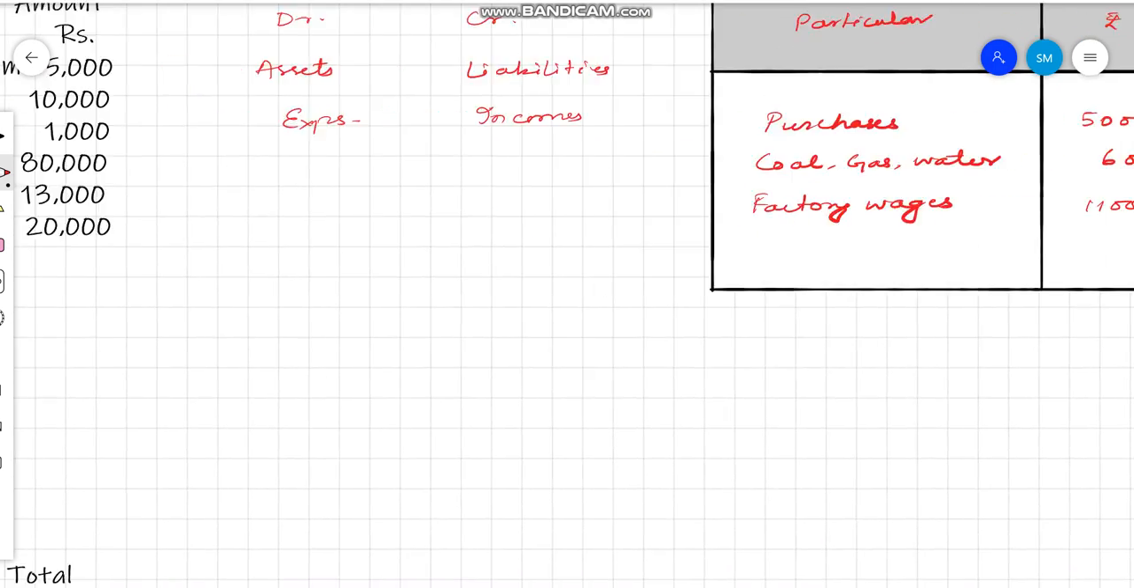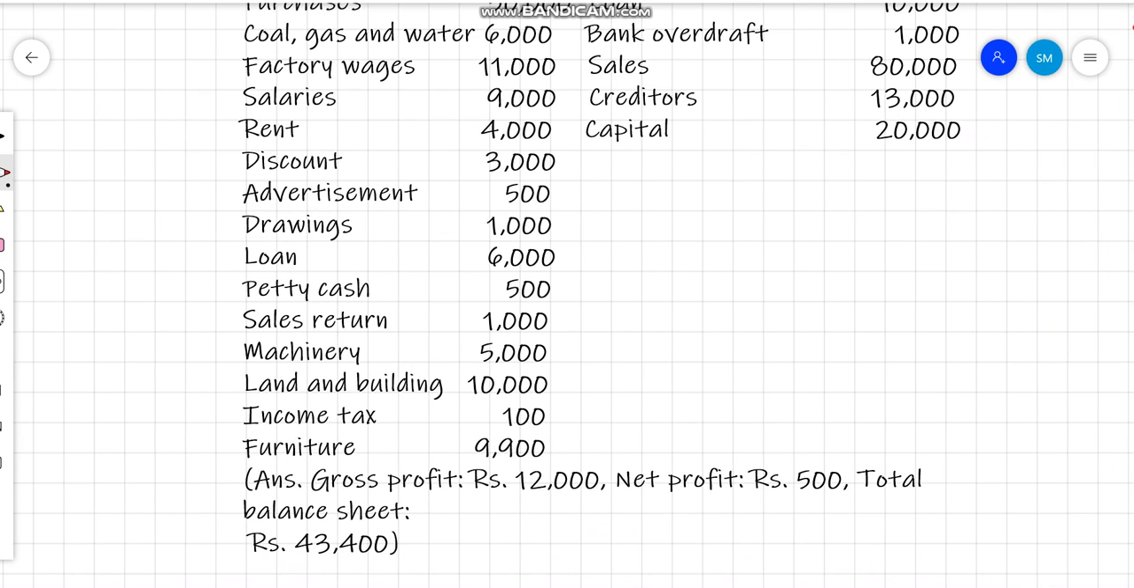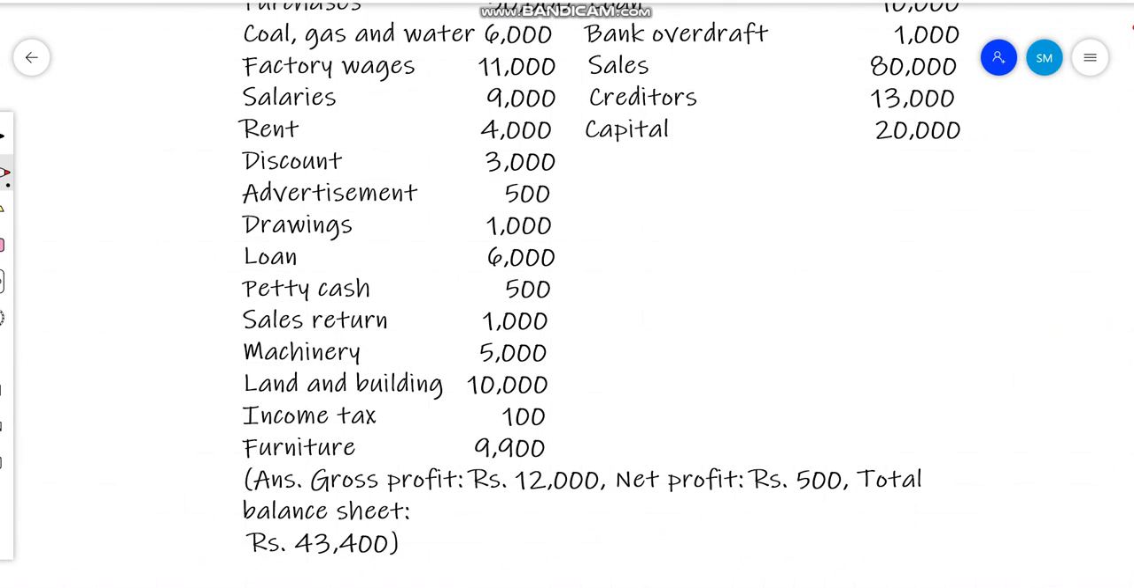Now next one is my salaries. Salaries we pay to the employees, and employees work in the office. So it is part of my office expenses. Now rent, discount, advertisement, these are all office expenses. So I cannot find any further factory expenses.